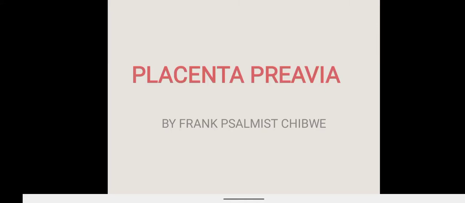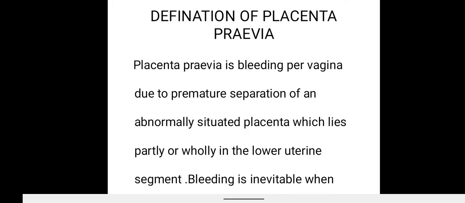Okay, today we are looking at placenta previa. Placenta previa is bleeding per vagina due to premature separation of an abnormally situated placenta. I mean to say, this placenta will lie where? In the partially or in the lower segment. And when contractions start, you find that there will be what? Bleeding. But when you're talking about this one, bleeding is inevitable.